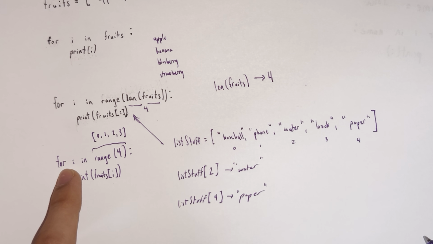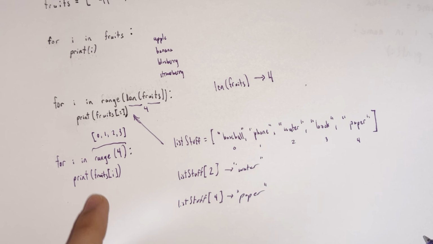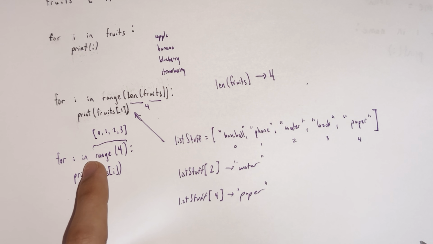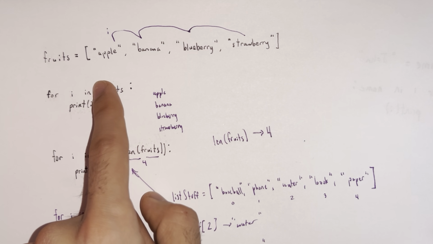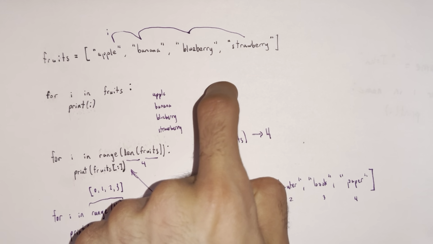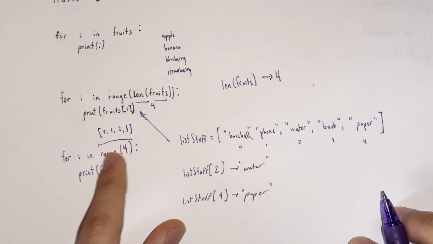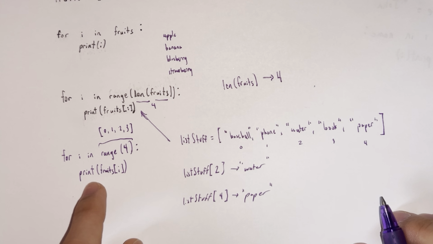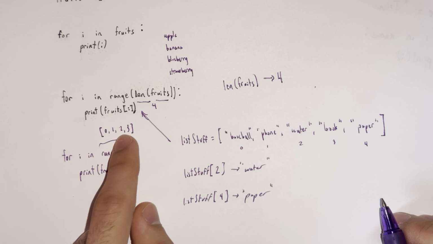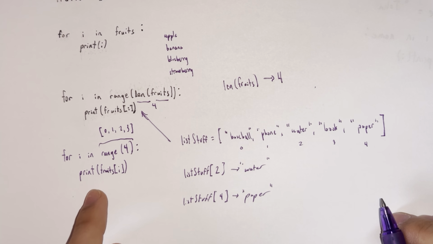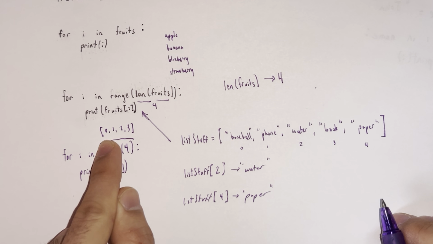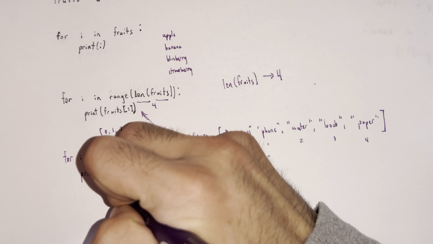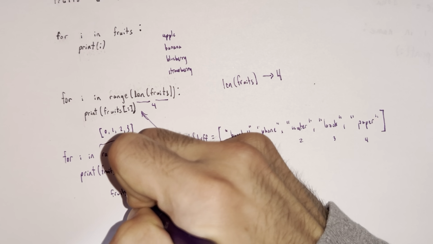And I is going to look at everything in this list. So it's going to look at 0, 1, 2, and 3, right? Similar to what it was doing here. We had the list of fruits, and I was looking at apple, banana, blueberry, strawberry. Now we have the list of numbers from range 4, right? So 0, 1, 2, 3. And it's going to print the fruit at the position that's specified here. So print fruits at 0, 1, 2, and 3. That's exactly what's happening.